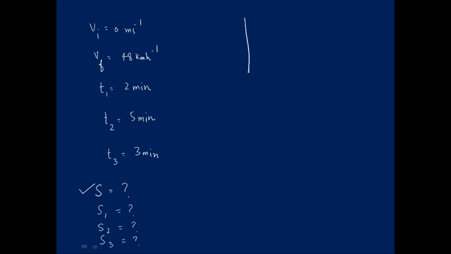So velocity on the y-axis and time on the x-axis. The train starts from the rest. Initially at 0 time the train has 0 velocity, and it gains its velocity as it moves. So this is the initial velocity, that is 0, and it attains some velocity Vf, 48 kilometers per hour. The train took 2 minutes to achieve this velocity.